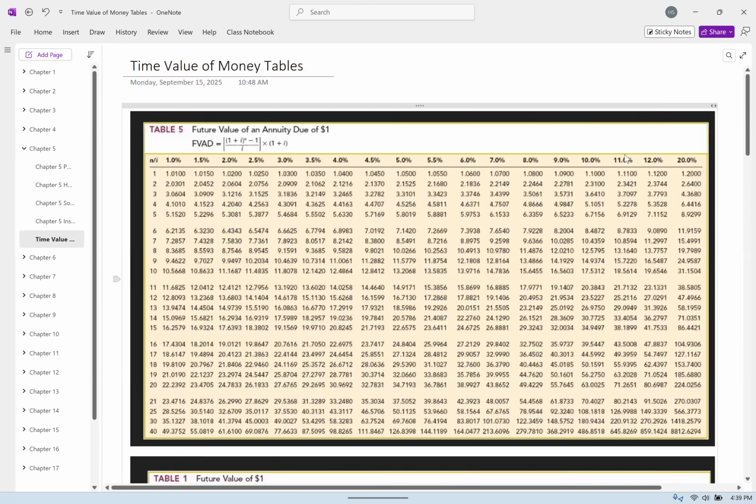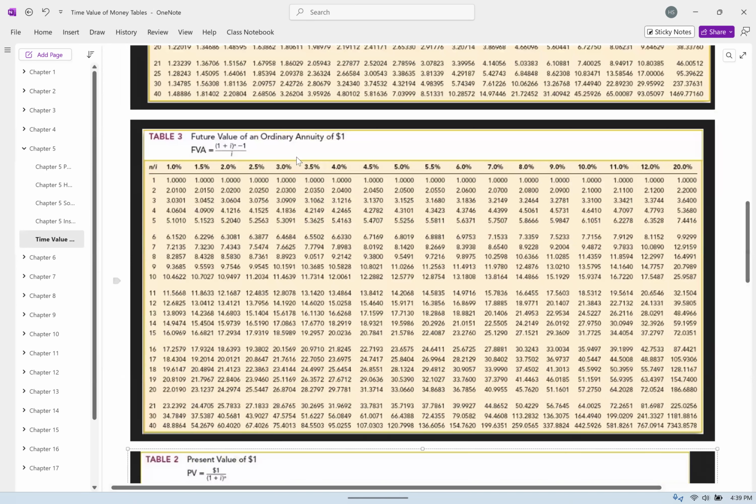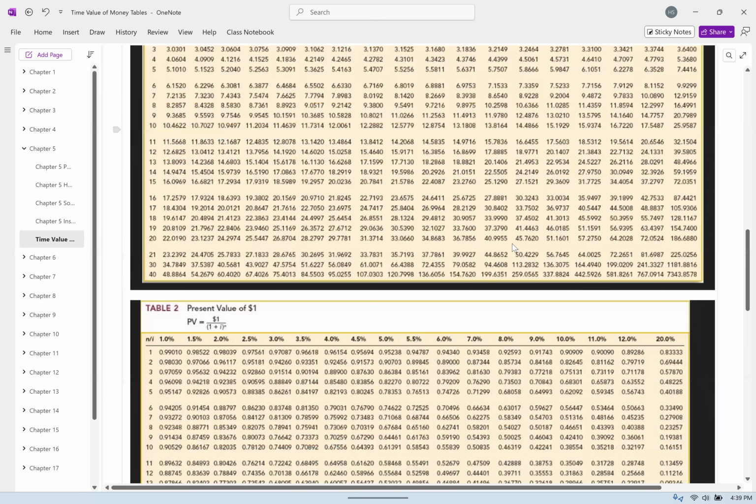Let's talk about an ordinary one first: future value of an ordinary annuity. I really like these tables because they actually have the formulas on them, so it's a nice little backup. I'll get you a copy of these when you take your test, and one that you can just have. If you're in financial management right now, you probably already have one of these.